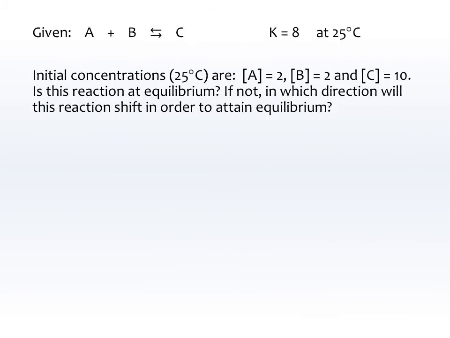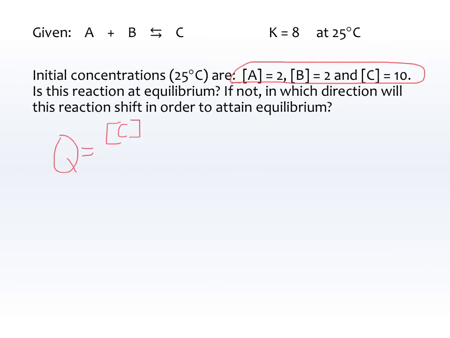Example. Given A plus B makes C, K is equal to 8 at 25. The initial concentrations, like at the beginning when I started the reaction, I had 2 moles of A, 2 moles of B, 10 moles of C in a 1 liter container. Is this reaction at equilibrium? So first I want to write the equilibrium constant expression, but in this case I'm going to call it the reaction quotient expression because I don't have equilibrium numbers, I have initial numbers.